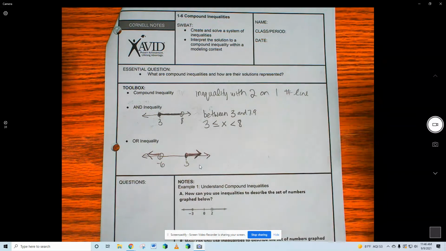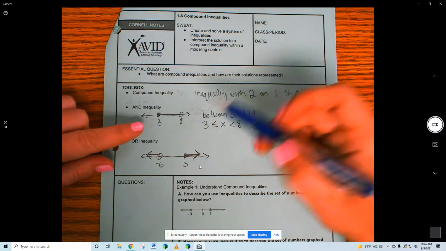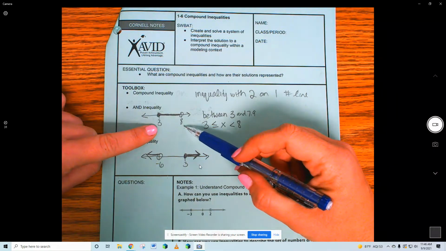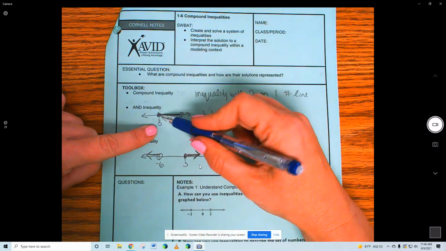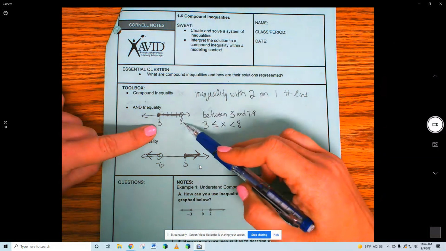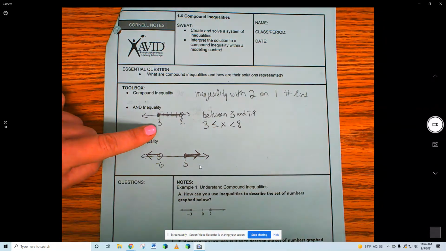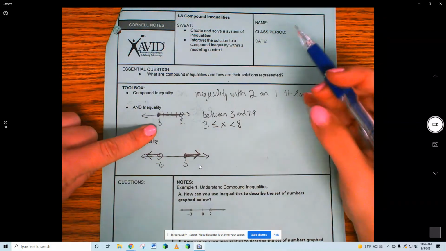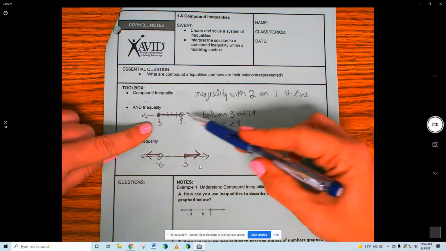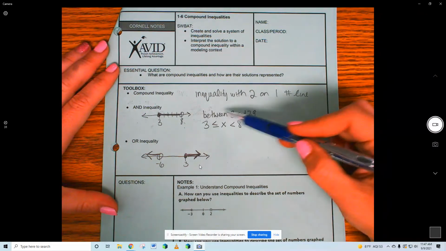And my arrows are either going to face each other and means, like this example here. My math solutions are 3, 4, 5, 6, 7, but not 8. See how 8 has an open circle? Open circle means not included. So 3, 4, 5, 6, 7, even 7.9 is a solution, but 8 is not a solution. My solutions are between 3 and 7.9.